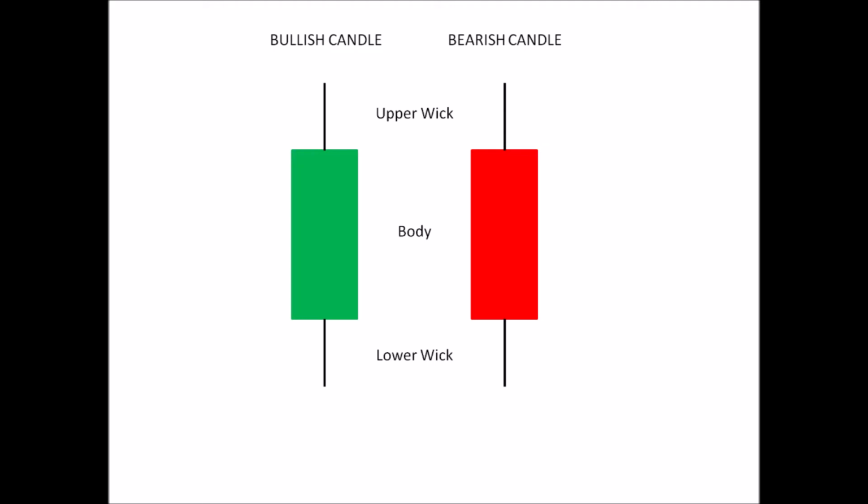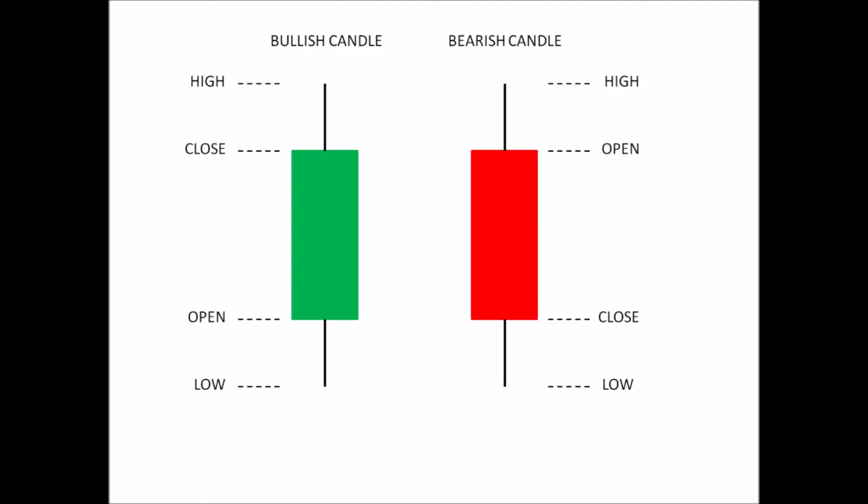You'll also see that you've got the three key elements there: the upper wick, the body, and the lower wick of the candles themselves. Now, moving on to the next image, you can see what the upper wick, the body, and the lower wick actually represent. So if we look at the left hand side, you can see that you've got the high at the top end of the upper wick.